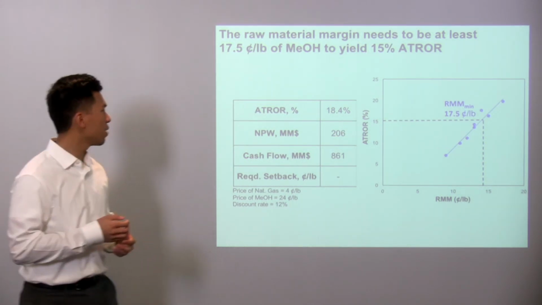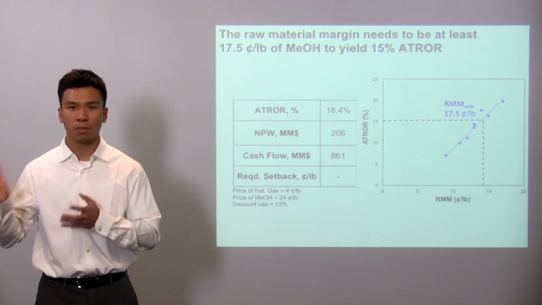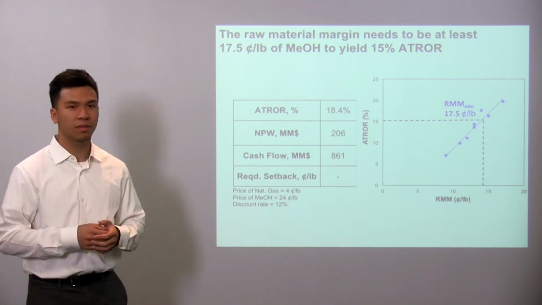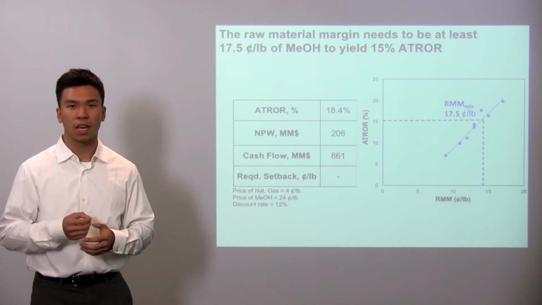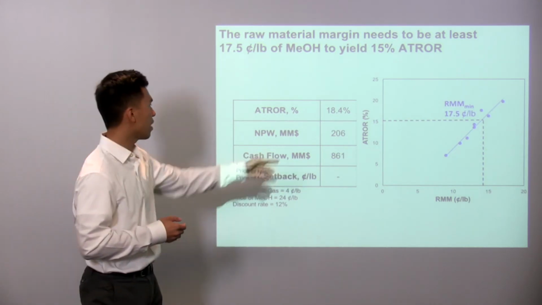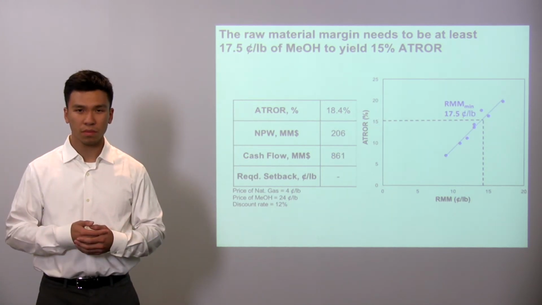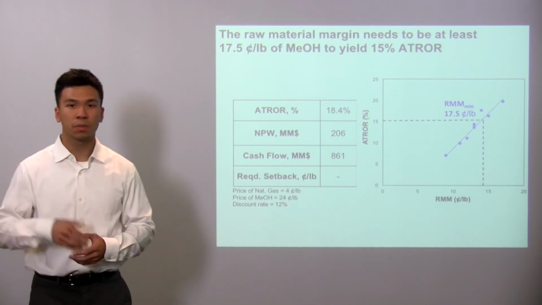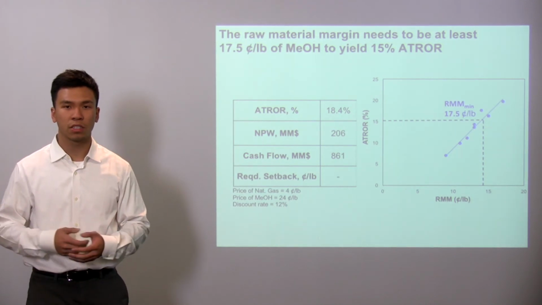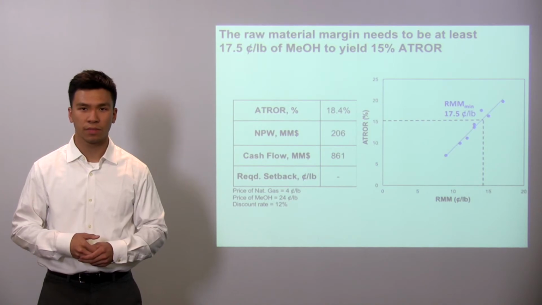As you can see by this graph, the raw material margin, which is the difference between the product price and the feed price, must be at least 17.5 cents per pound in order to reach a product after-tax return of 15%. If the product price was 24 cents per pound of methanol, the after-tax return jumps up to 18.4%. The net present value increases to $206 million, and the cash flow is about $861 million per year.